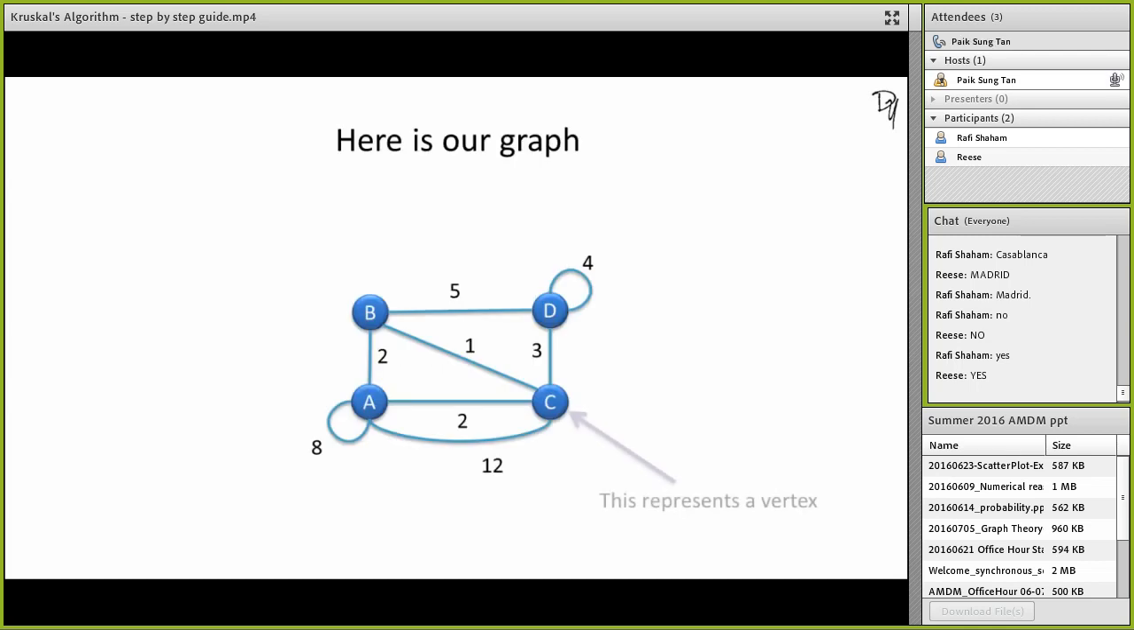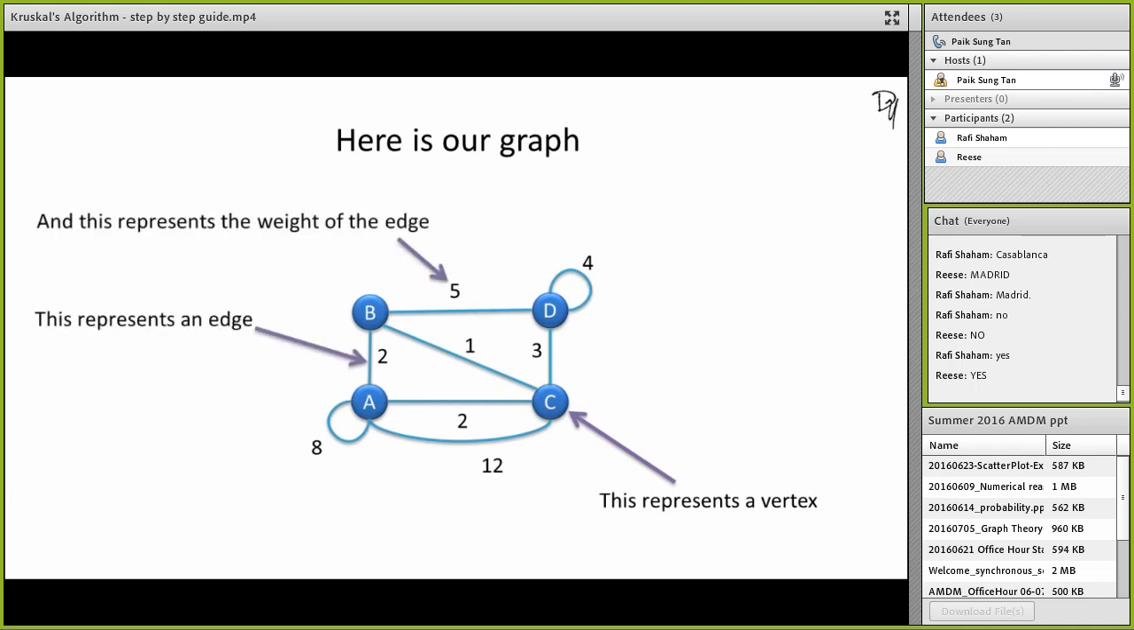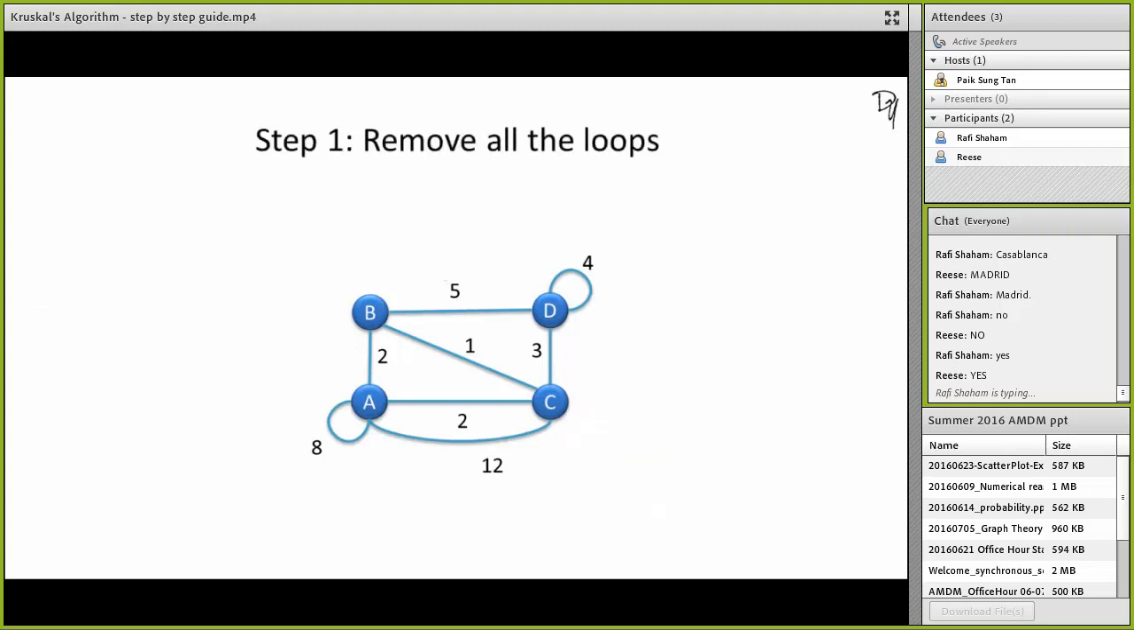You have paper and pencil to solve this problem. This is our graph, and C represents a vertex, and this represents an edge, and the number on the edge represents the weight of the graph. And this graph that you're looking at is a weighted graph.